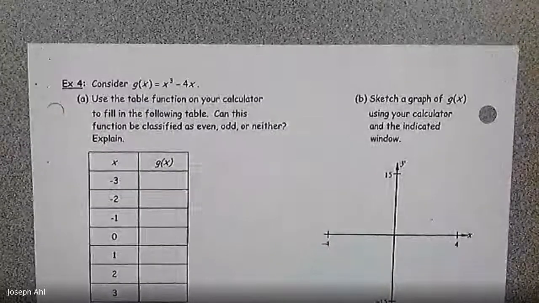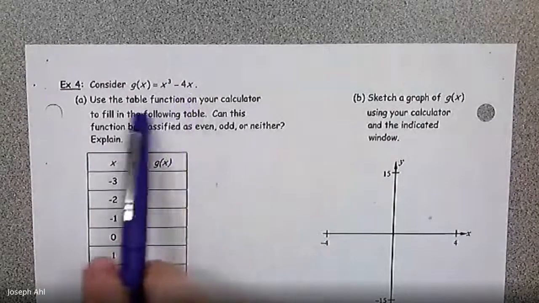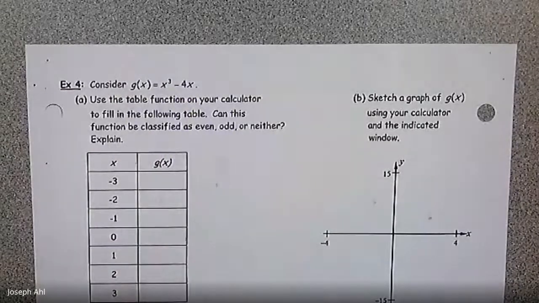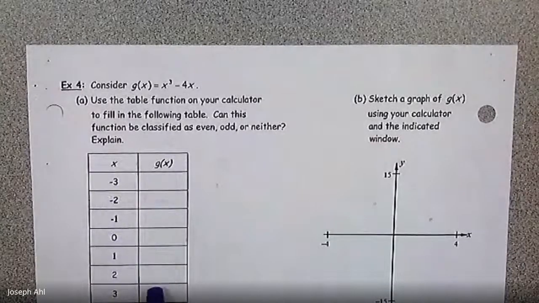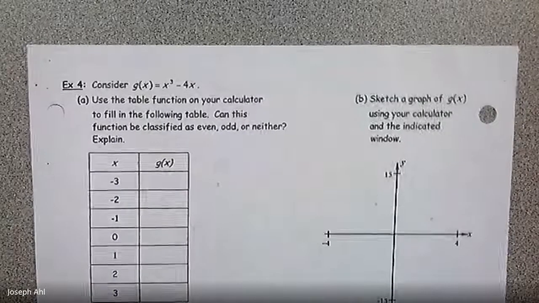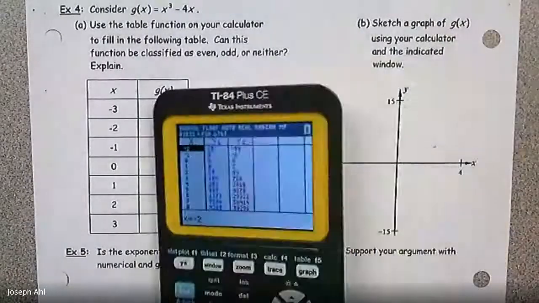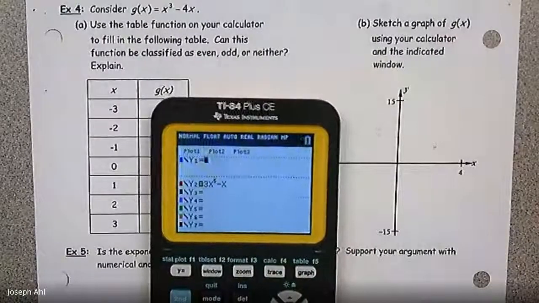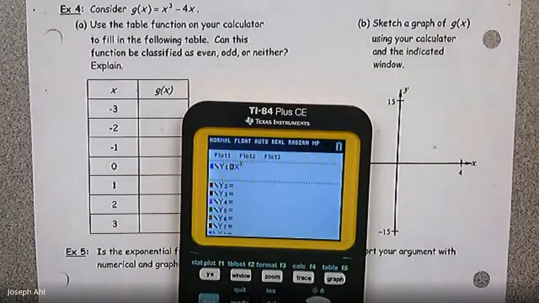So page 12, we have the function g of x equals x to the third minus 4x. Let's use our calculator to get the table values here, and then see if based on that table we can confirm yes, it's even, or yes, it's odd, or maybe it's neither of the two. Okay. So let's go back to y equals. We'll adjust this to have x to the third, and then minus 4x.